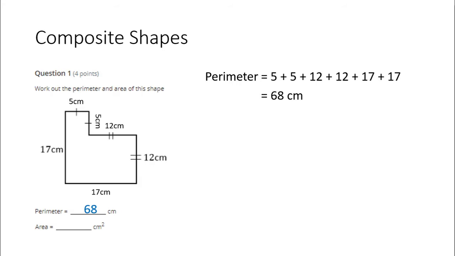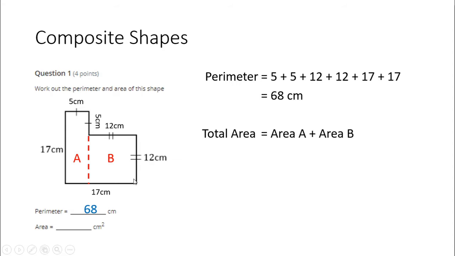The area is a little bit trickier to find. We don't have a formula for the area of a shape like this. However, we can split the shape down into parts, and to find the total area, we'll find the area of one part and add it to the area of the other part. Now I'm splitting this shape down into two rectangles because I know the formula for the area of a rectangle. Area A has length 5 and width 17, and area B has length 12 and width 12.